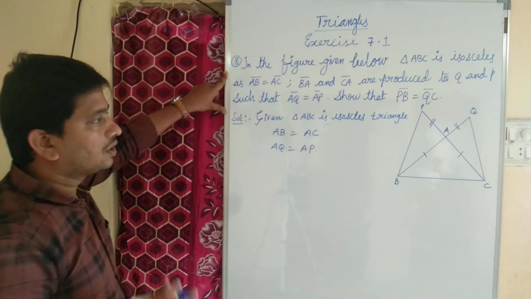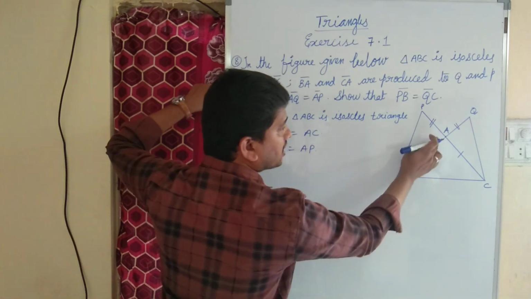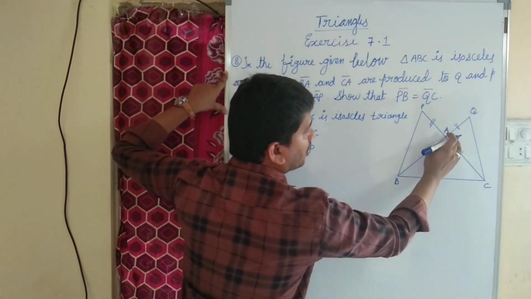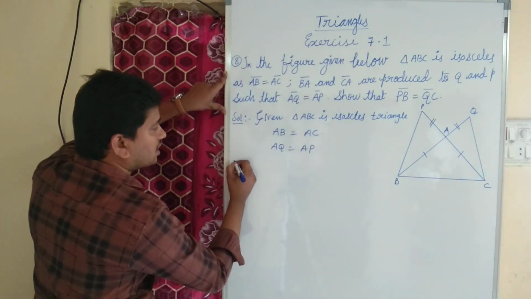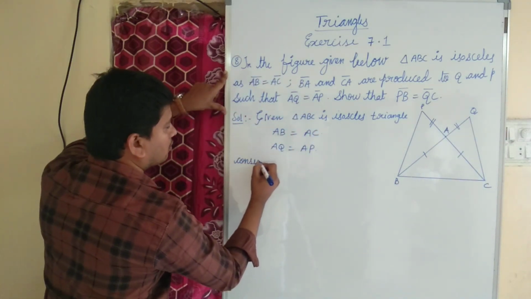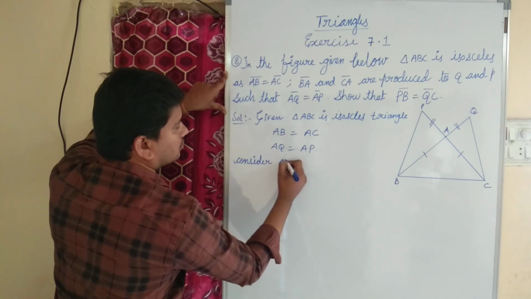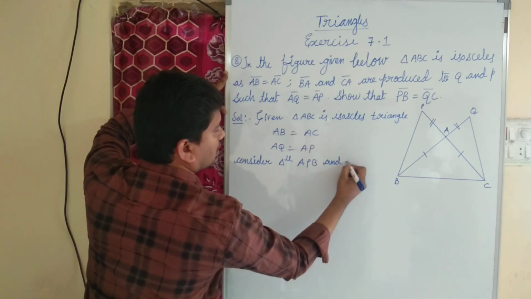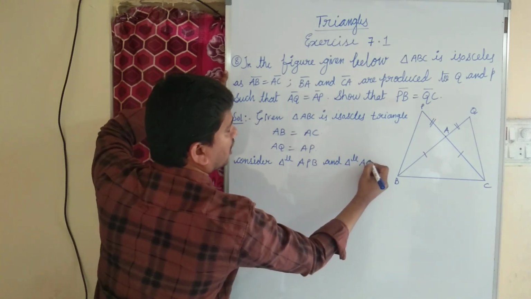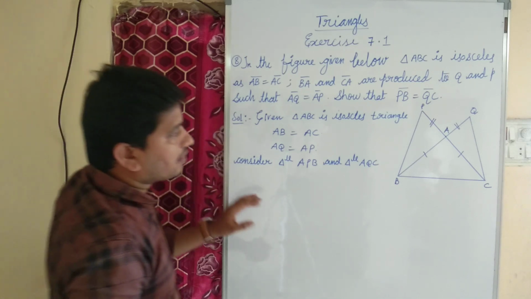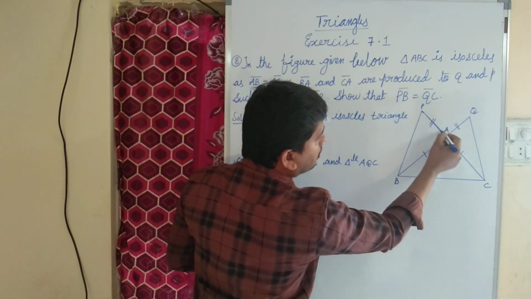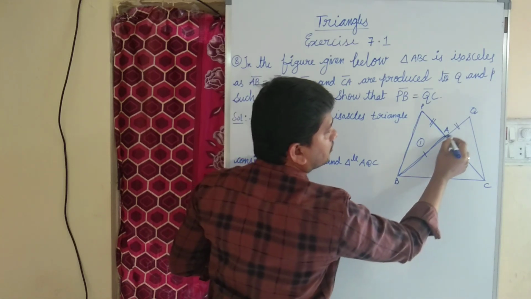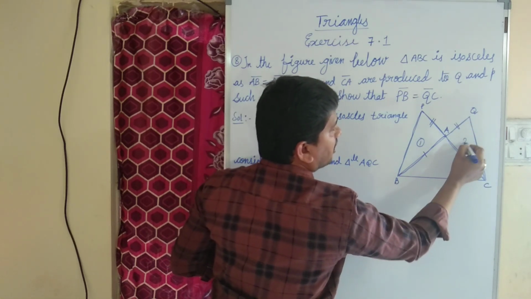Now what we will do, let us consider two triangles. One is APB and the second one is AQC. Consider triangle APB and triangle AQC. Children, we are considering these two triangles. This is our first triangle APB and this is our second triangle AQC.